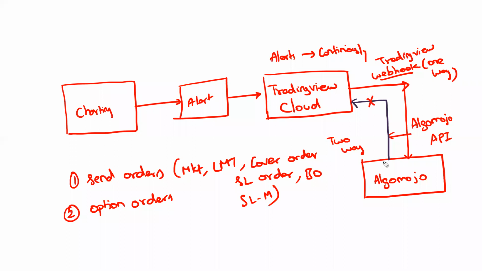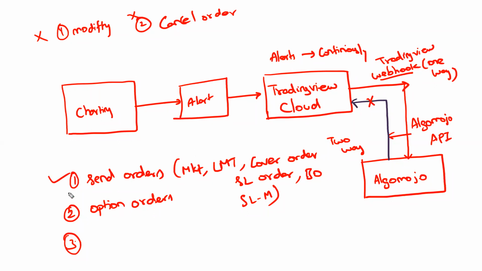However, what is not possible, I'll tell you. Number one, you cannot modify an order. Modify order is not possible. Number two, cancellation of order, cancel order. If you have this kind of requirement, this is not possible. So only sending orders is possible. You can trade in future symbols. Execution can happen in options orders, or even in futures combined with options orders.